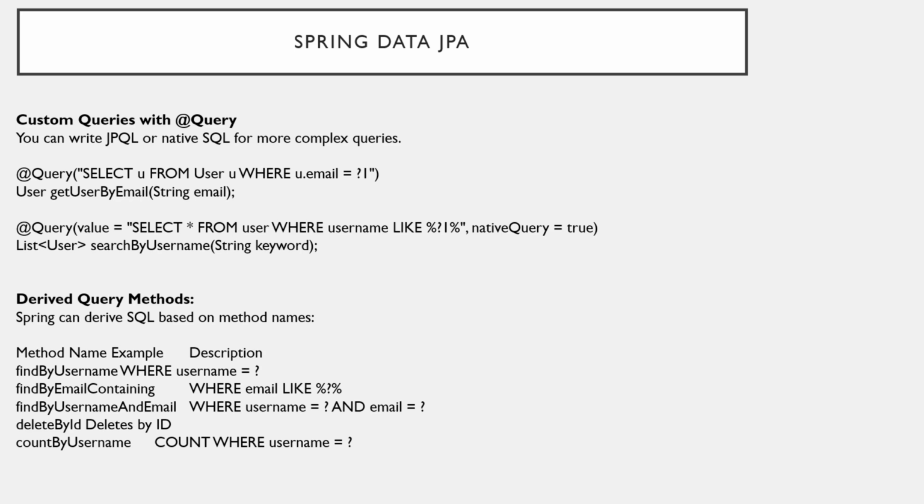Now there are some derived queries as well. You can write derived queries based on the method name. Let's say findByUsername. It is going to implement internally a condition where username matches. Then findByEmailContaining, where like will be added. Then findByEmailAndUsername, so the and is already appended over here. Then deleteById, so it is going to delete by the ID. And countByUsername, so you can count where the username matches.